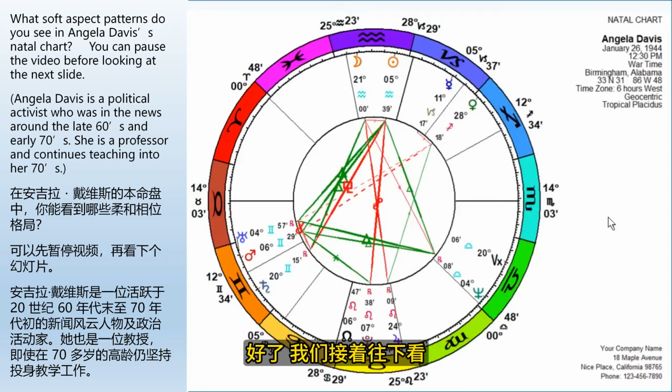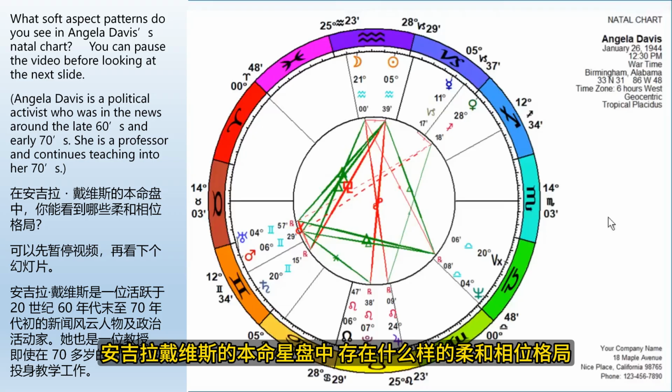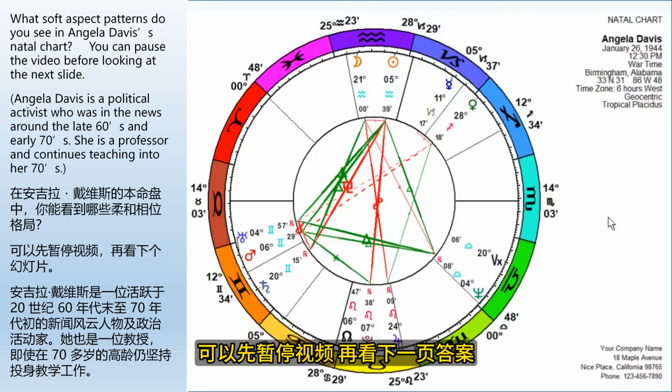Okay, so that covers that. Let's now move on to power configurations and spreading configurations. What soft aspect patterns do you see in Angela Davis's natal chart? You can pause the video before looking at the next slide.